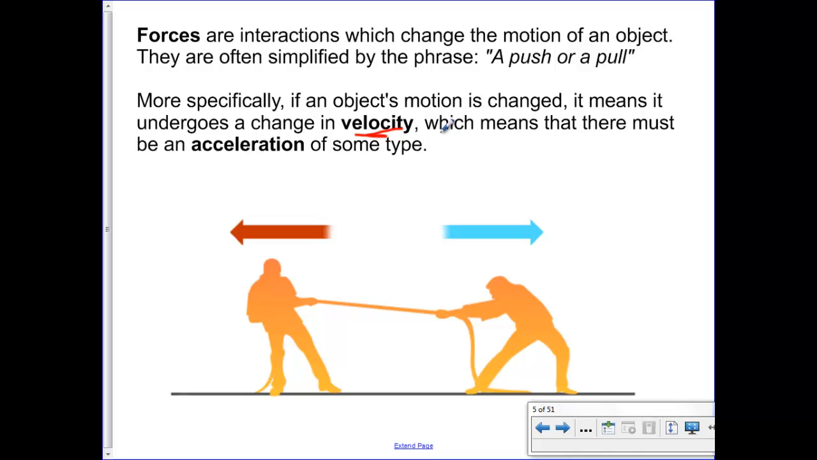Does that make sense so far? I just want to make sure that comment is clear. To change the motion of an object, you need to change the velocity of an object. Does that make sense? To change the velocity of an object, therefore you need to have an acceleration. So one of the things we're going to work on here is that a force means there must be an acceleration.